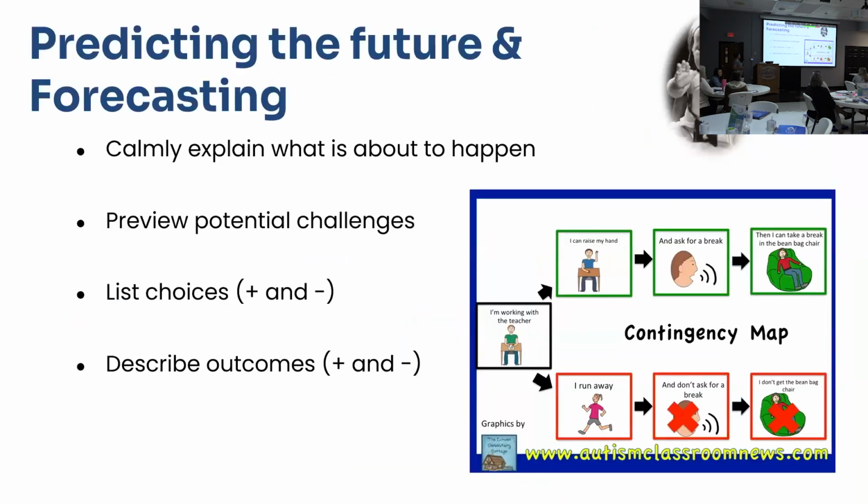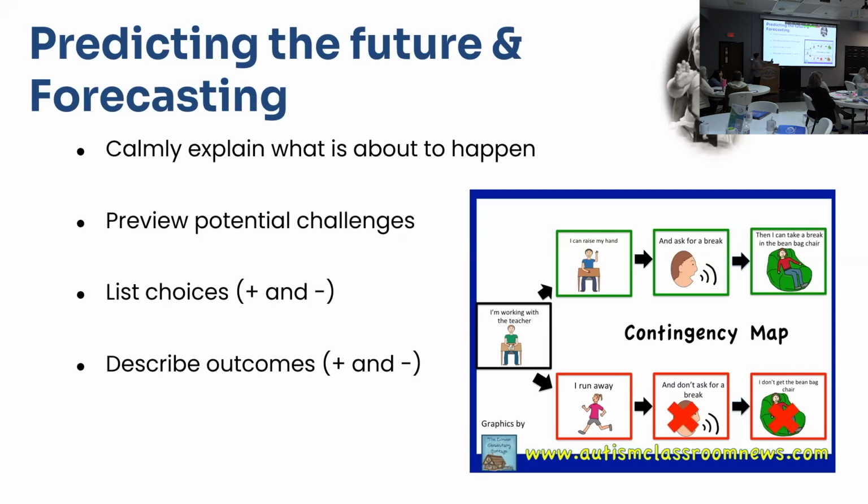So predicting success. So this is a contingency map. Anybody ever use a contingency map? I love these, and they are essentially like a souped up first-then board. A contingency map, you take the top. So this box is kind of your trigger or what's about to happen. The green is the pathway you want them to take. The red on the bottom is the pathway that is the maladaptive behavior, right?